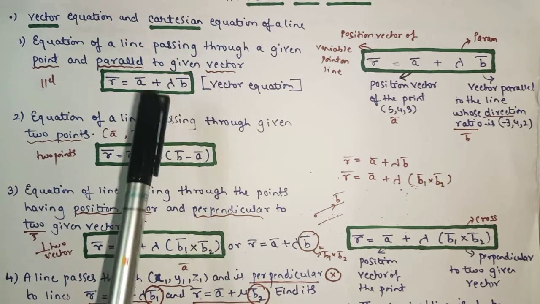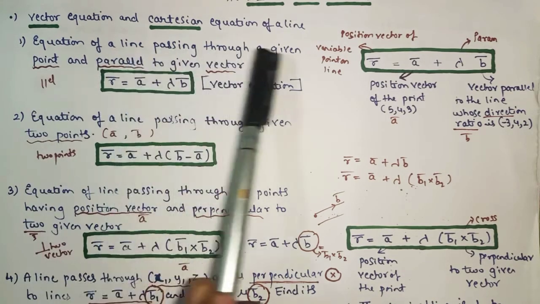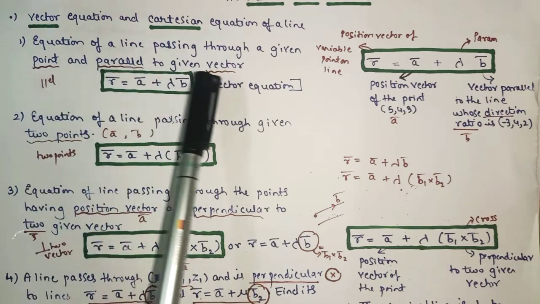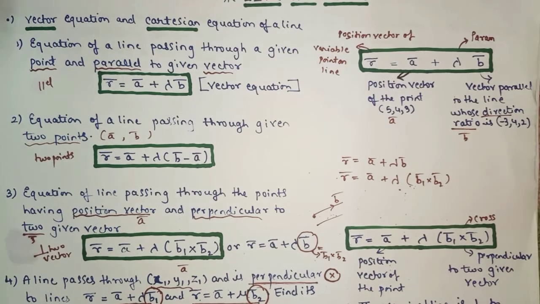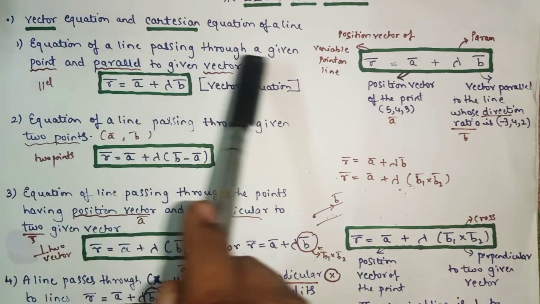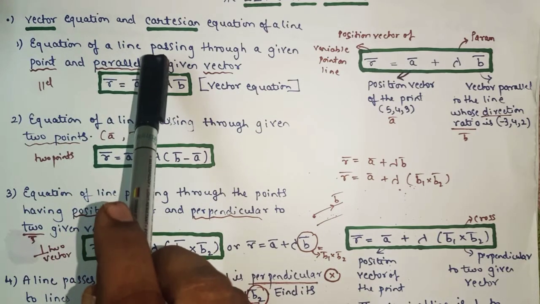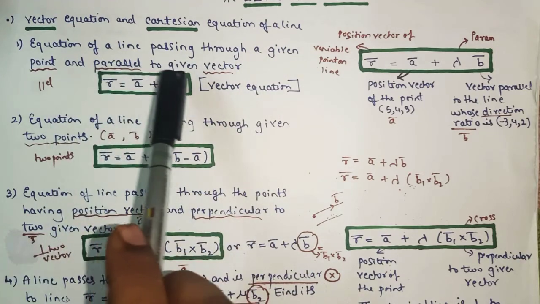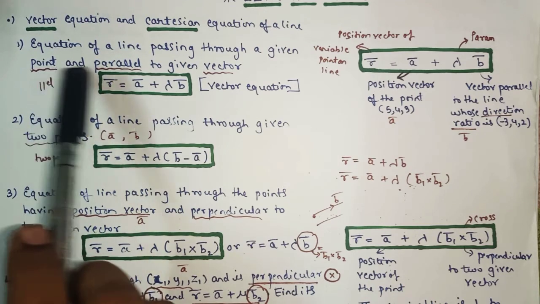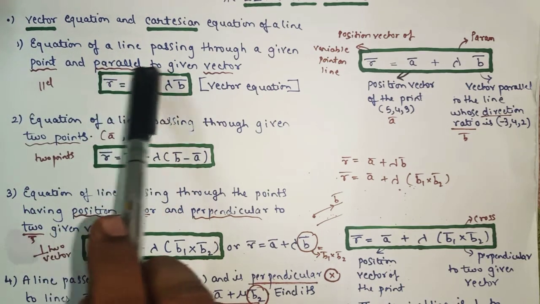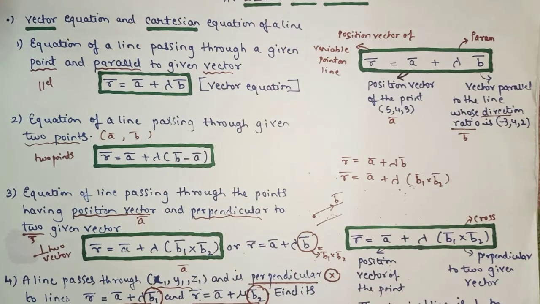The first one you have to apply when a question says the equation of a line passing through a given point and parallel to a given vector. So remember the sentence: they will say you have to find the vector equation of a line passing through a given point and parallel to a given vector. The given point is known as a bar, and the given vector is known as b bar, and b bar is also known as the direction ratio.